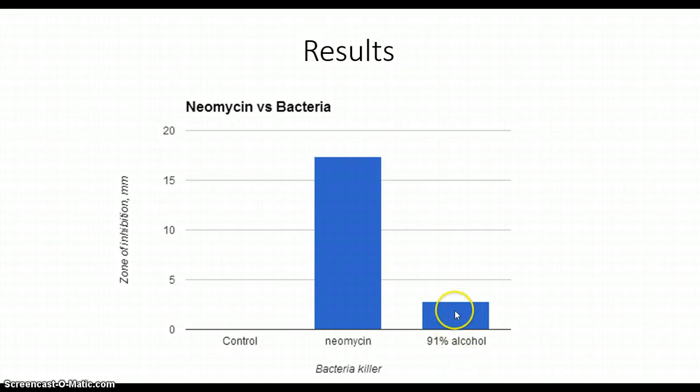91% alcohol only had a zone of about 3 millimeters, if you follow over, and that's not near as good as the neomycin, which is a type of antibiotic. So 91% alcohol, still better than the control, but not as good as neomycin.